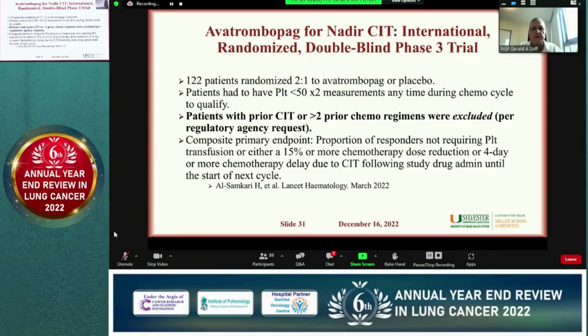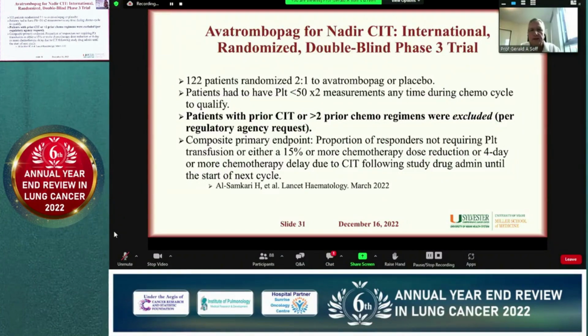There was a phase 3 clinical trial of avatrombopag. To the best of my knowledge, this is the only phase 3 study that's been done. Mine was a phase 2, and the oncology one was sort of a retrospective quality assessment initiative. But this was the only phase 3 study.